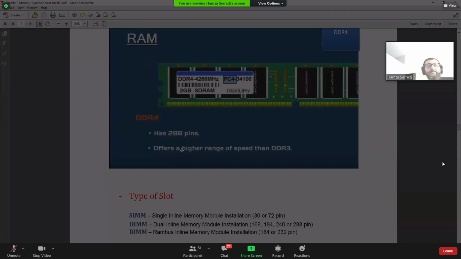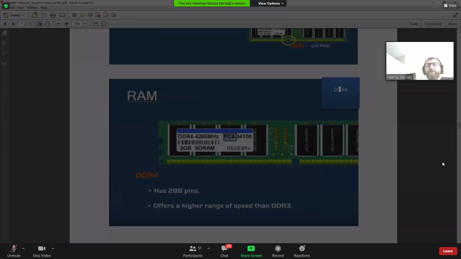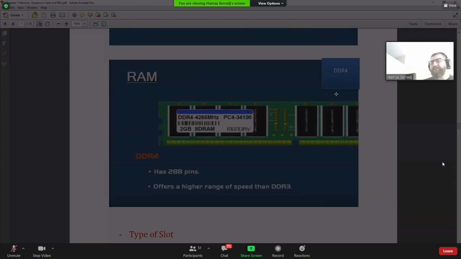288 pins offer a higher range of speed than DDR3. Of course, now we also have DDR5, guys, that was released last July, right? So it was released this year officially. I mean, that was DDR5. It's the same concept, right?